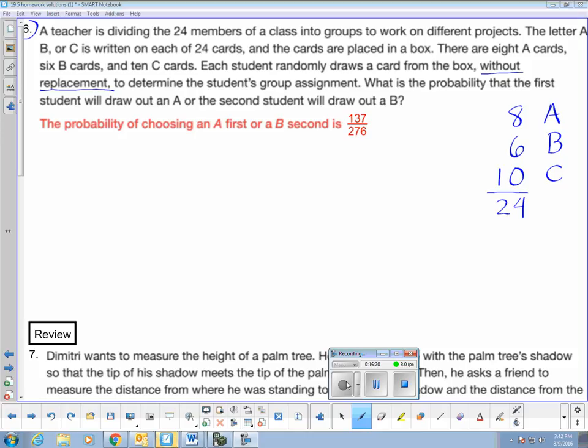What is the probability that the first student will draw out an A, or the second student will draw out a B? All right, so we're going to definitely use the OR rule, and these are dependent events. So let's begin with the probability of selecting an A. There are 8 out of 24 cards that are an A. And then the second student will draw out a B. There are 6 out of 24 cards that are B. And then we're going to subtract the probability of event A and then B, which would be 6 out of 23, event B given that A has occurred.